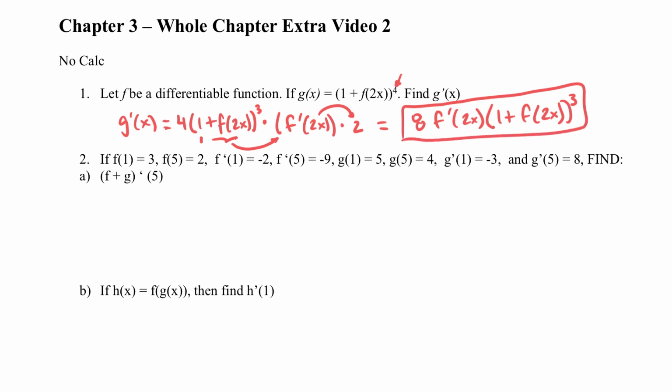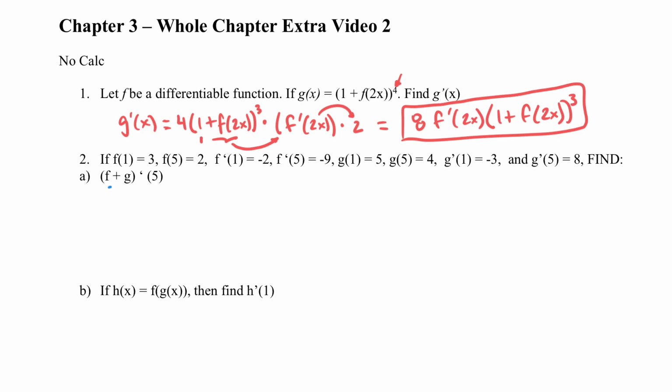All right, moving on to the second one. We're moving right along. If f of 1 is 3, f of 5 is 2, f prime of 1 is negative 2, f prime of 5 is negative 9, g of 1 is 5, g of 5 is negative 4, g prime of 1 is negative 3, and g prime of 5 is 8, then find the following.